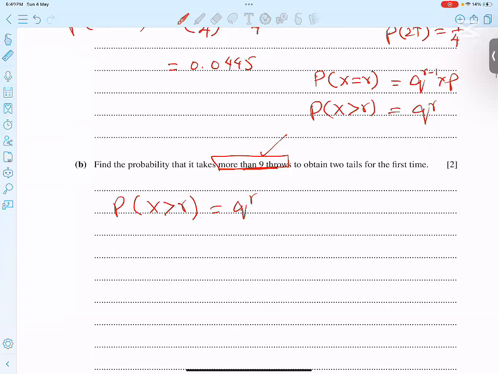More than 9 throws means it is like this. So q is 3/4 to the power 9. If I type it in the calculator, the answer turns out to be 0.07151. I hope the concept of question number one is completely clear.